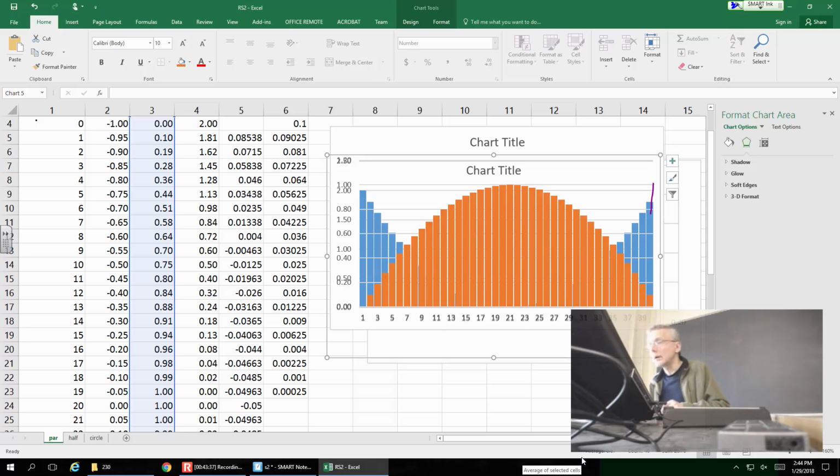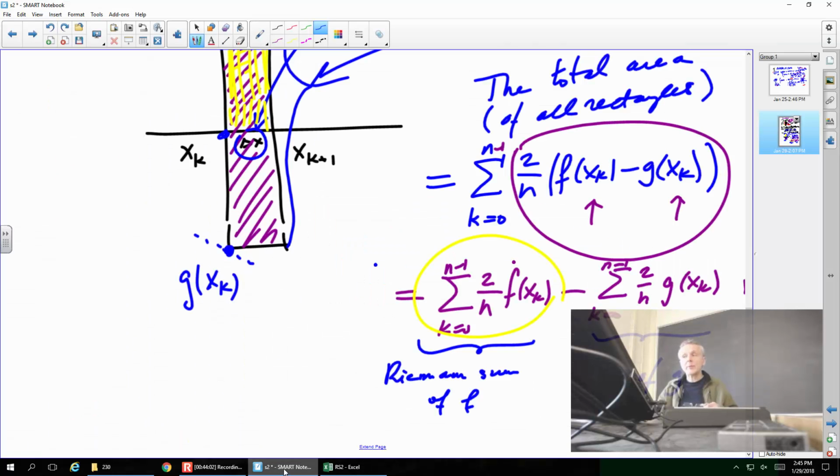Okay. Well, you roughly can see the other parabola that goes underneath there, behind these yellow bars. So then you can guess what's supposed to happen here, considering that we are subtracting the blue area minus the orange area. That's what you see over here. The Riemann sum for F, the blue one, minus the Riemann sum for G, the orange one.